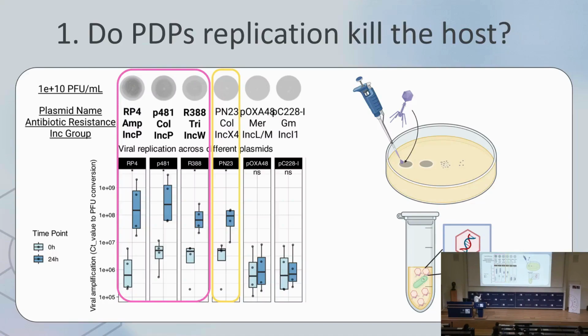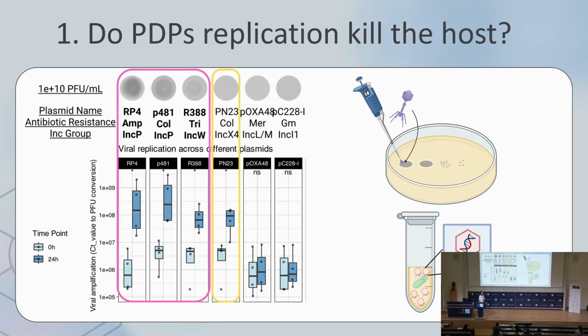This light blue here is at 0 hours, and this dark blue is at 24 hours, and for all these 3 plasmids in the pink box, there's an increase in viral titer. However, what was really interesting is that there's one IncX4 plasmid that carries resistance to a last resort antibiotic, colistin, and I can see a significant increase in viral titer. However, I don't notice any plaquing at all. So clearly there must be some cryptic interactions happening between this plasmid specifically and my phage.